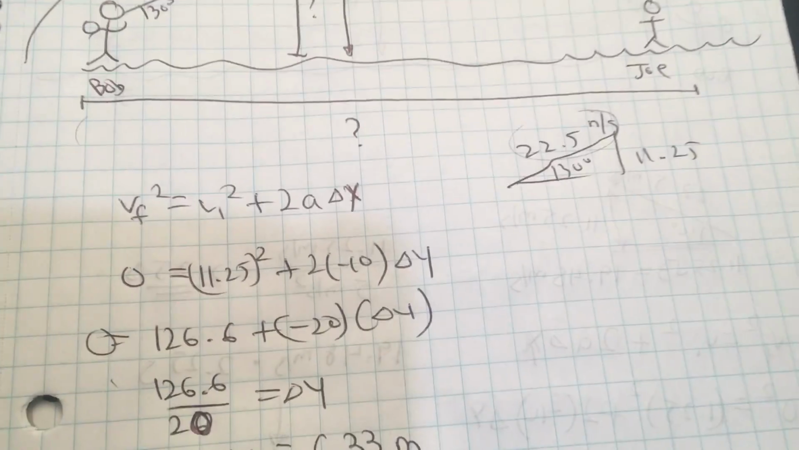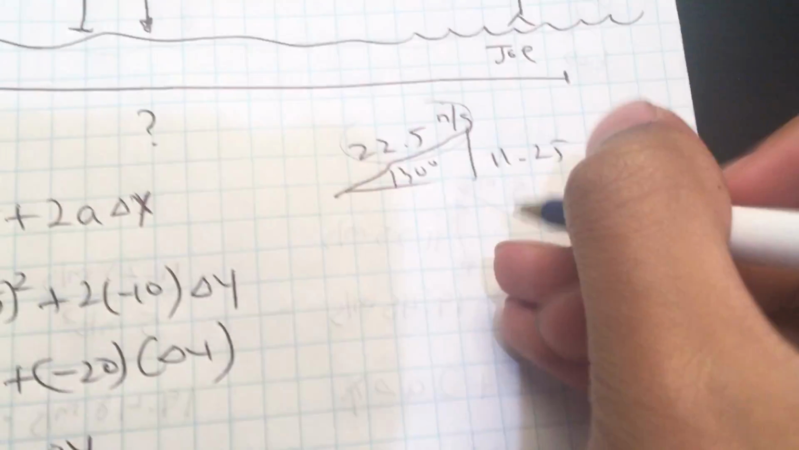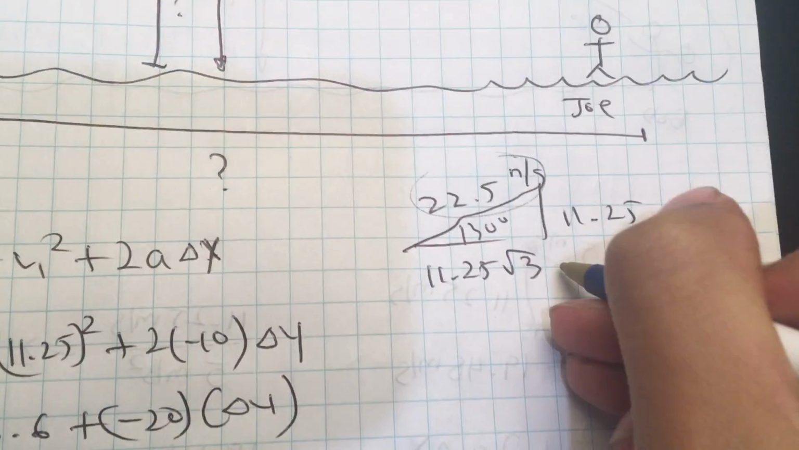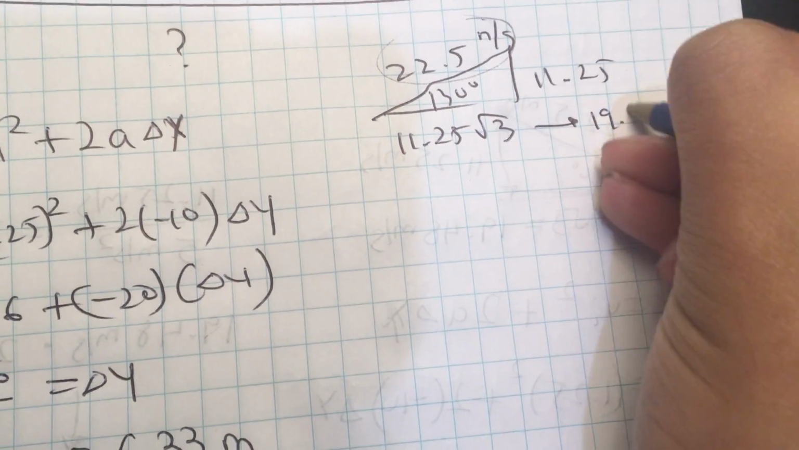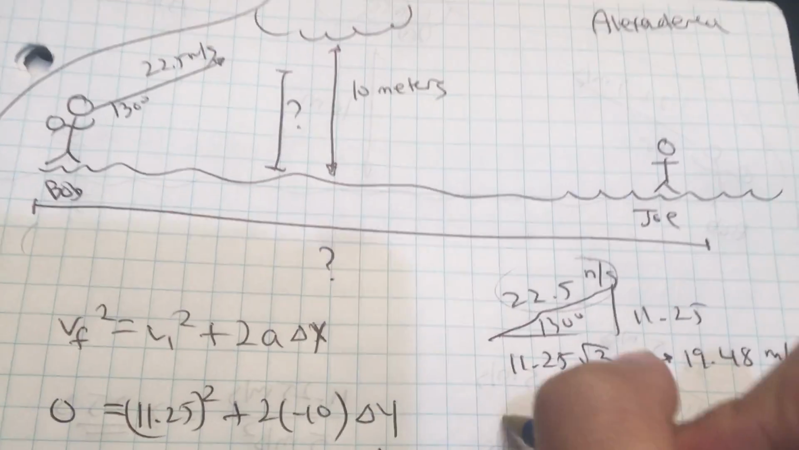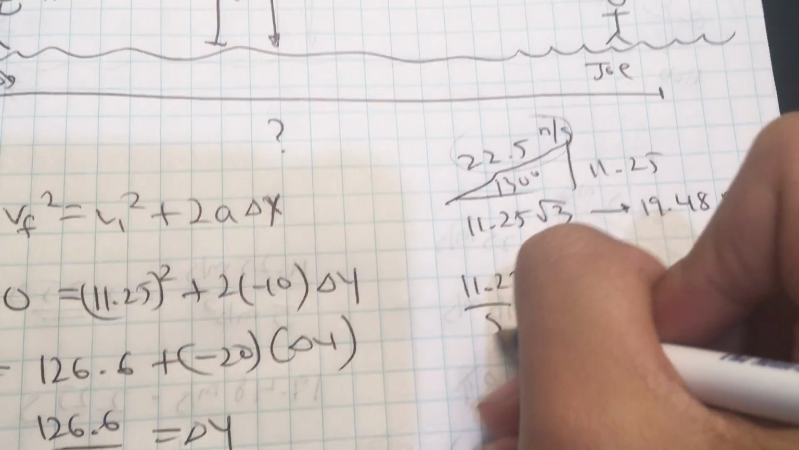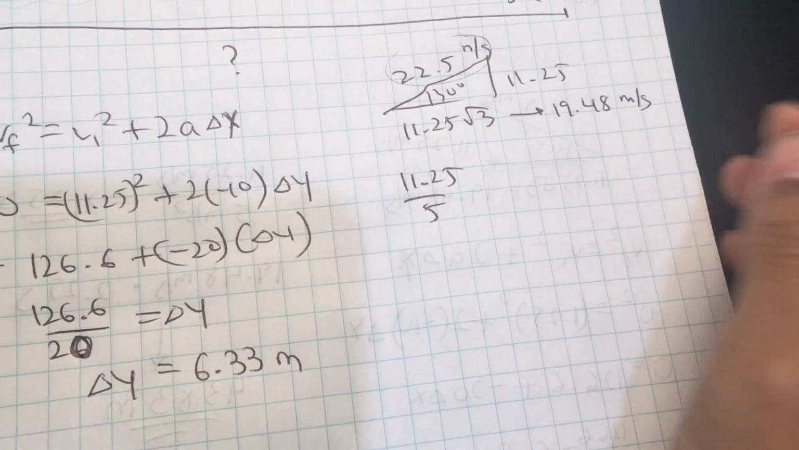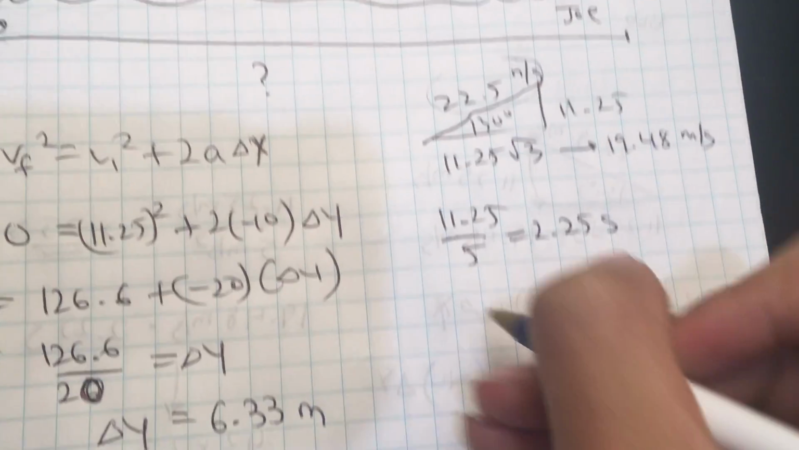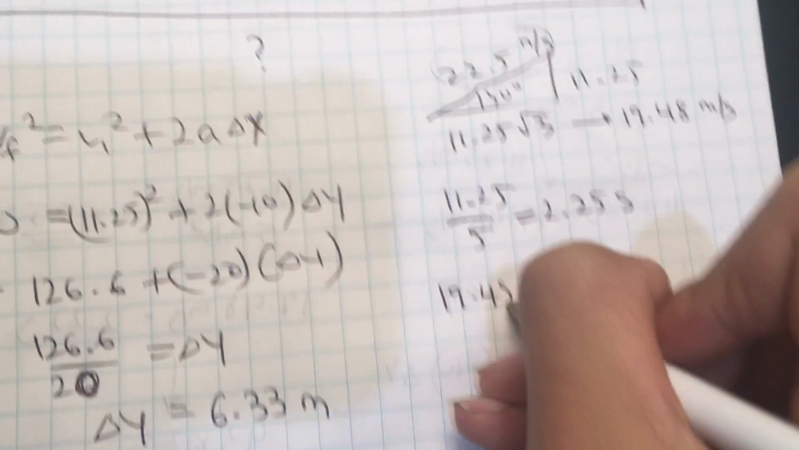So now we want to find the range, and this is equal to 11.25 root 3 because of the 30, 60, 90 triangle, which is roughly 19.48 meters per second. And we can find the time by doing 11.25 divided by 5, which is equal to 2.25 seconds.